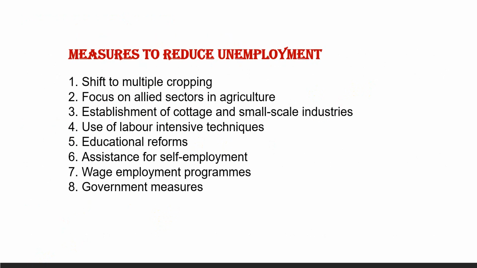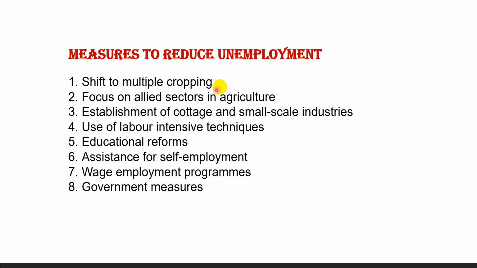Next, measures to reduce unemployment. Shift to multiple cropping. A large part of agricultural land in the country grows only one or two crops in a year. Much more intensive use of this land is possible by shifting to multiple cropping. And this effort will be able to generate more employment in the agriculture sector.